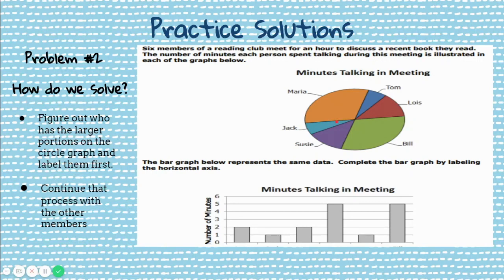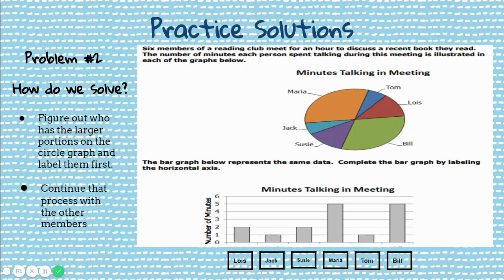So you want to continue that process for the other members. Susie and Lewis look like they have the exact same amount, so they should have the same amount on the bar graph as well. So what is our solution? We have Maria and Bill. Then we will have Lewis and Susie. And lastly, we will have Jack and Tom. And then we've labeled our bar graph correctly.